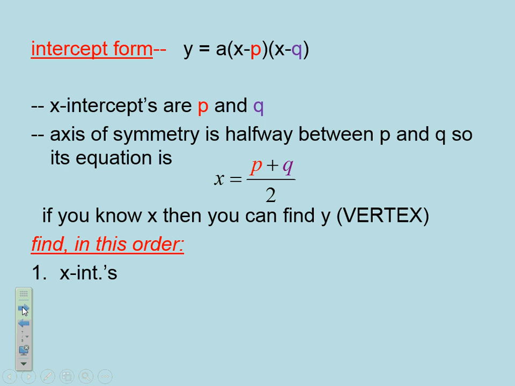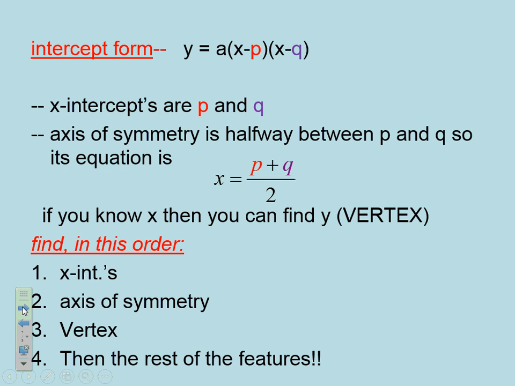First, you need to figure out what your x-intercepts are. Second, you need to figure out what the axis of symmetry is, so what x equals. Third, you're going to have to find your vertex. And then we can go back and find the rest of our features that we need to find. All right, make sure we get this all down.